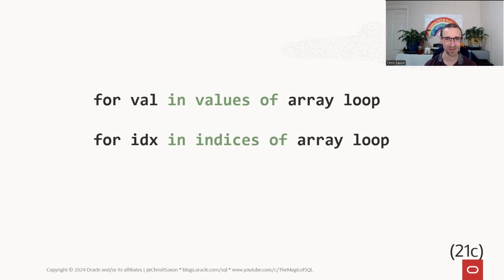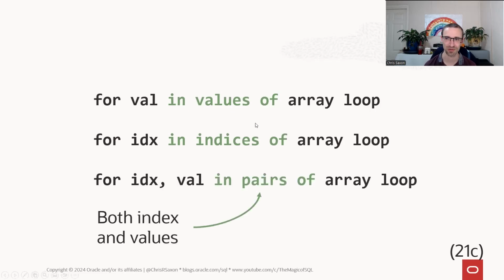There is another enhancement to this. There's another form of it, and that is the pairs of control. We can actually specify 2 loop variables, the index and the value. And so we're getting the indices and the value from the array. That could be useful in some cases, saving us writing a little bit of code to actually pull them out.